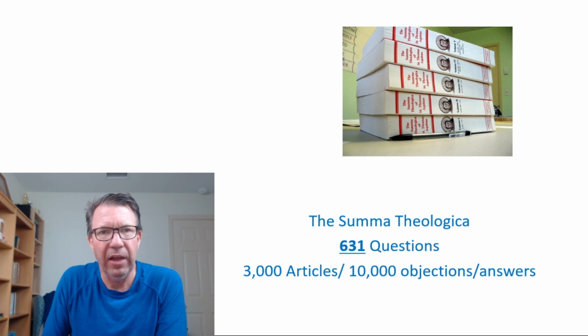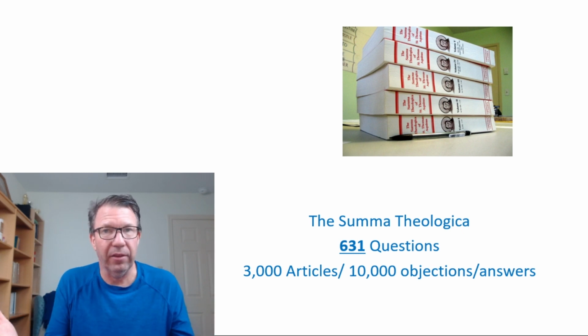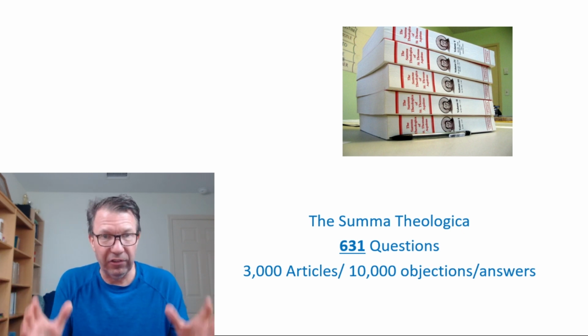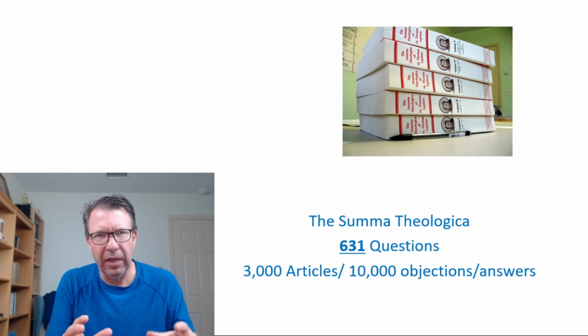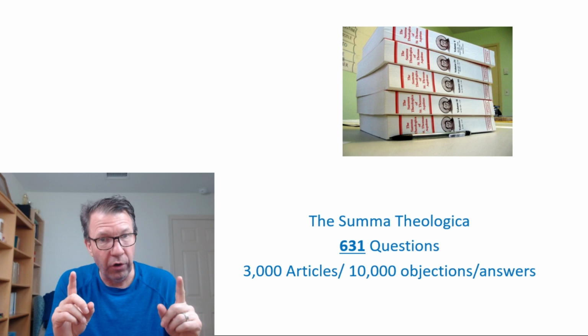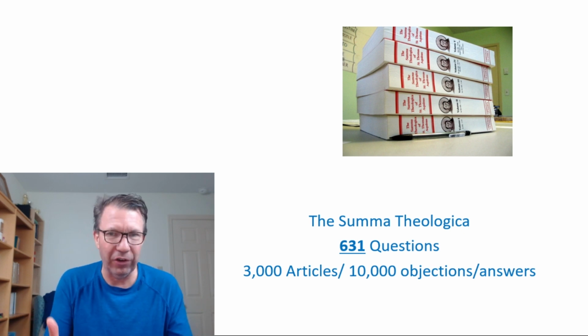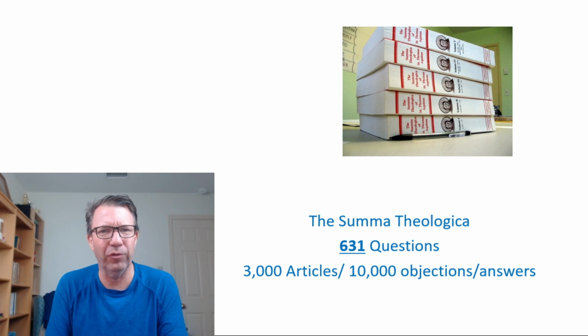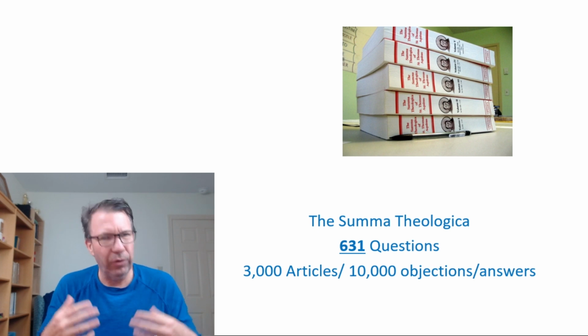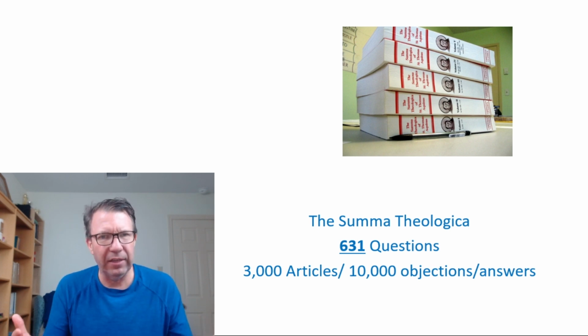I really believe that. First of all, you've got to understand the Summa is big, okay? 5 volumes, 631 questions, approximately 3,000 articles. So today I'm going to talk about one article. There's 3,000 of them, and there are 10,000 objections and also answers to the objections as well. And so it's big, and it takes a while to get through it.